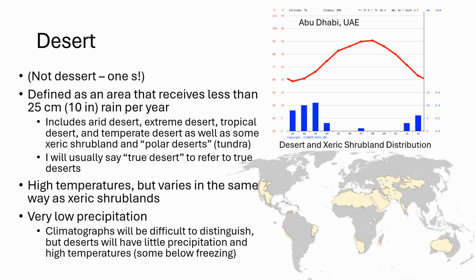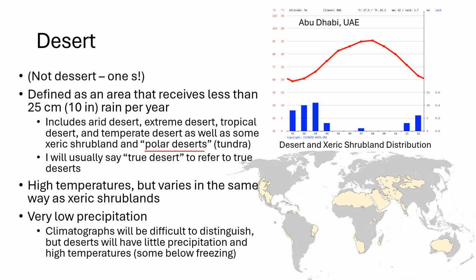So a desert is typically defined as an area that receives less than 25 centimeters of rain per year. That includes a lot of different biomes, though. It includes arid deserts, extreme deserts, tropical deserts, temperate deserts, xeric shrubland, and polar deserts. But we're going to ignore those for this. It's just technically it does include it. Okay, I'm going to erase that just because I don't want to give anybody a false impression, because those are true deserts, or they are really deserts, but they're polar deserts. We're not going to talk about them. I'm going to try to say true desert when I mean a desert.